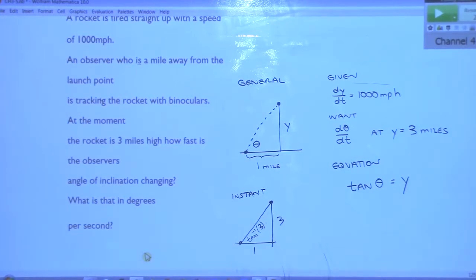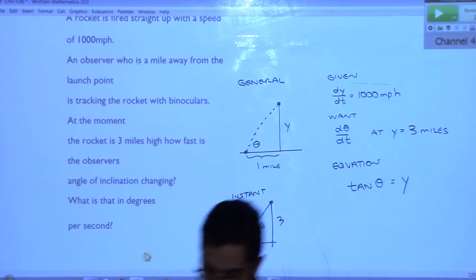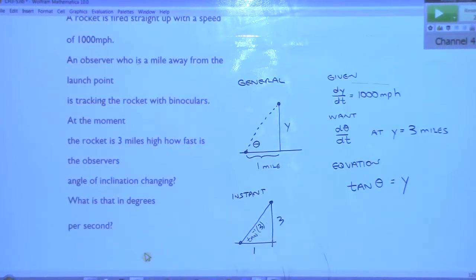So back to this problem. We had gotten through this rocket that was being launched, and we drew our pictures, figured out what we were given, what we wanted, and we had come up with an equation. That's where we had said we're going to need to differentiate this with respect to time, right? Yes? Okay. So right now, if I differentiate this with respect to time, what would I get on the left-hand side?